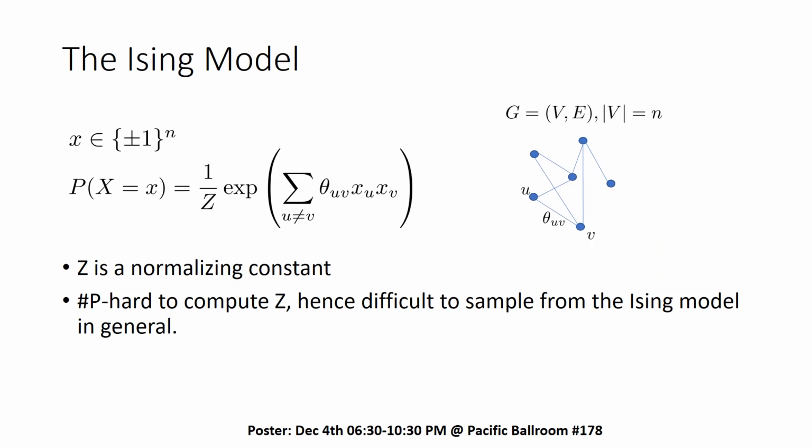The probability of a string x is given by the expression p of x. The theta parameters signify the direction and strength of the local correlation between pairs of nodes. For instance, a large positive theta value between u and v implies a strong positive local correlation.